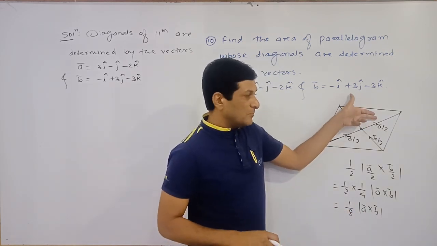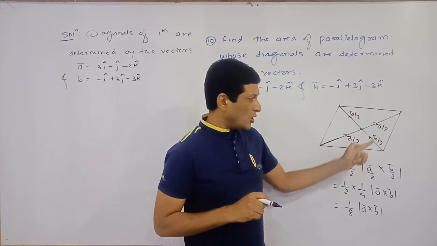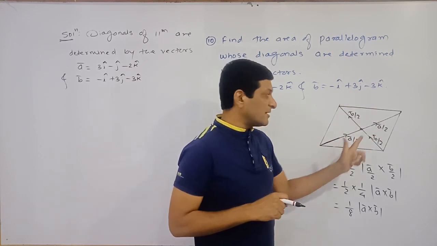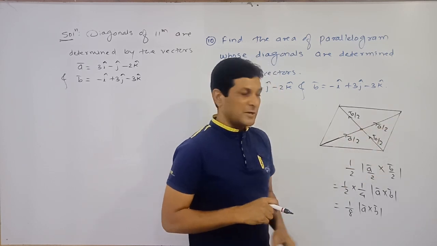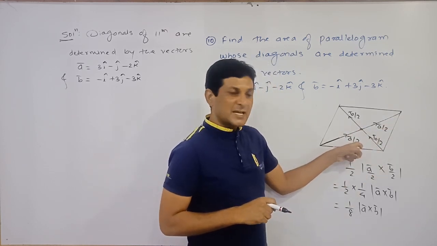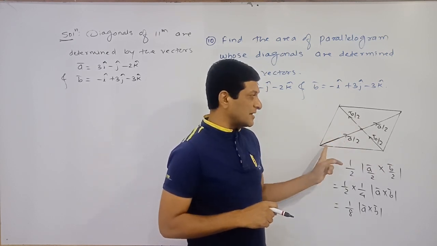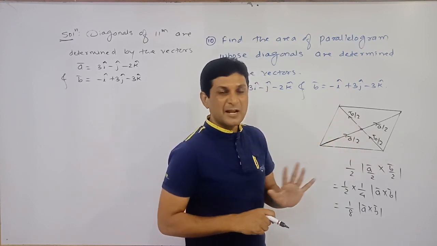This triangle. But if you observe every triangle, observe this second triangle. In this second triangle also, two sides are represented by A bar by 2 and B bar by 2. In this triangle also, and in this triangle also, the sides are represented by A bar by 2 and B bar by 2.